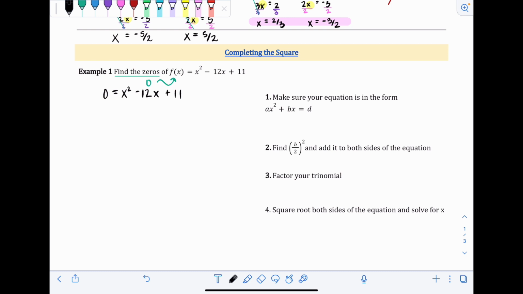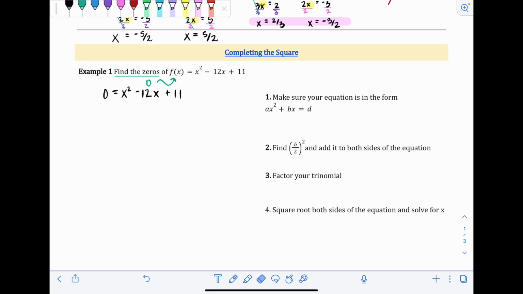So step 1 says make sure your equation is in the form ax squared plus bx equals d. And what that means is that if you have a constant in your equation, it goes on the other side of the equal sign from the other two terms, the x squared and the -12x. So what I'm going to do so it looks exactly the same is you'll notice this has the d on the other side of the equal sign on the right.